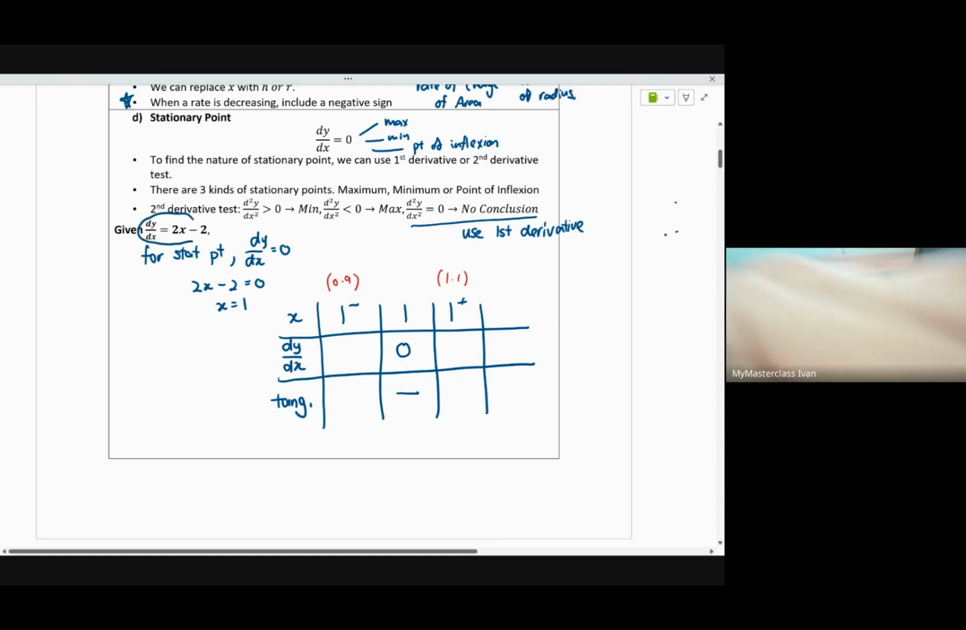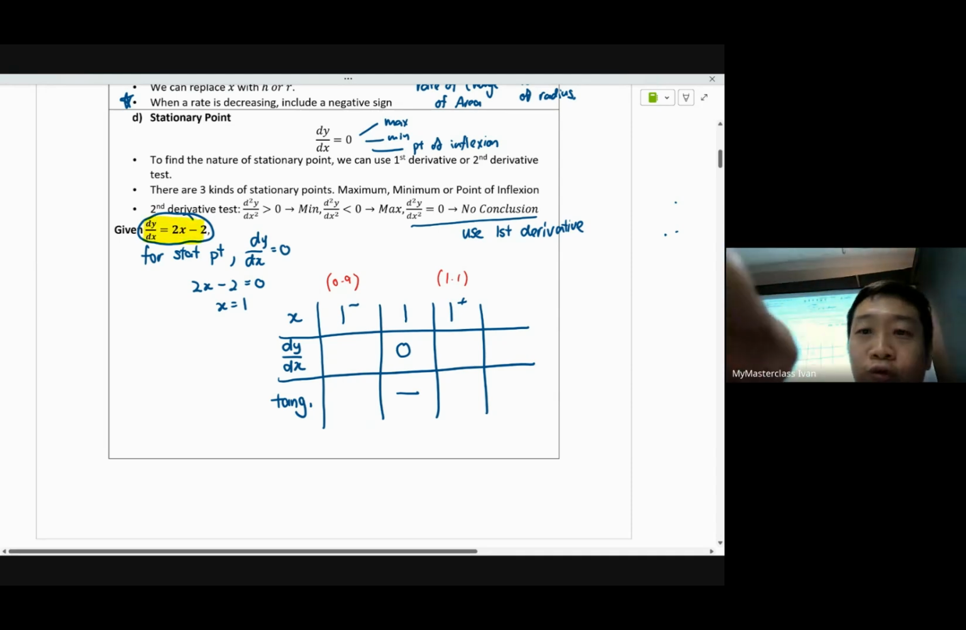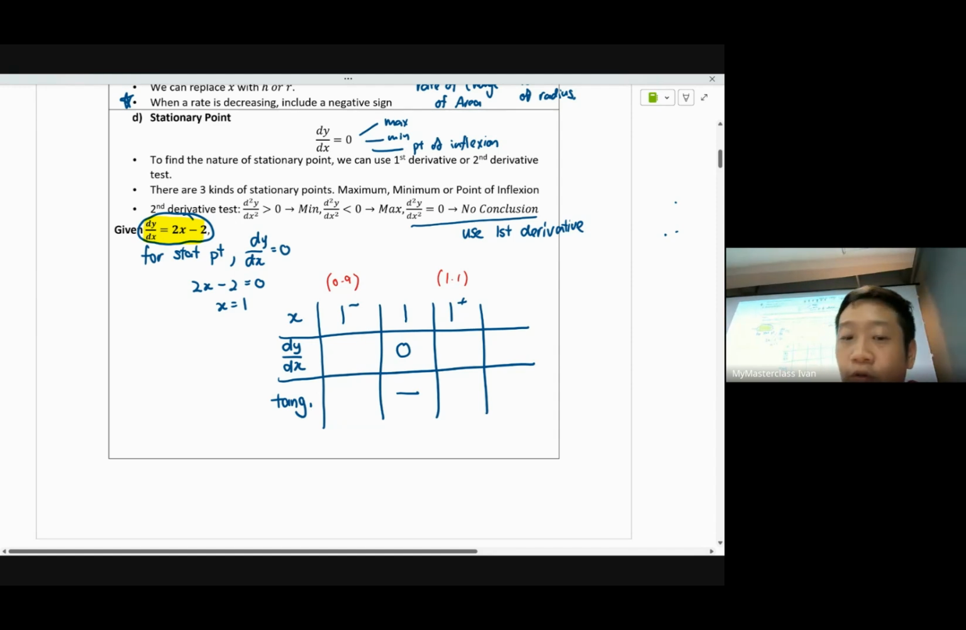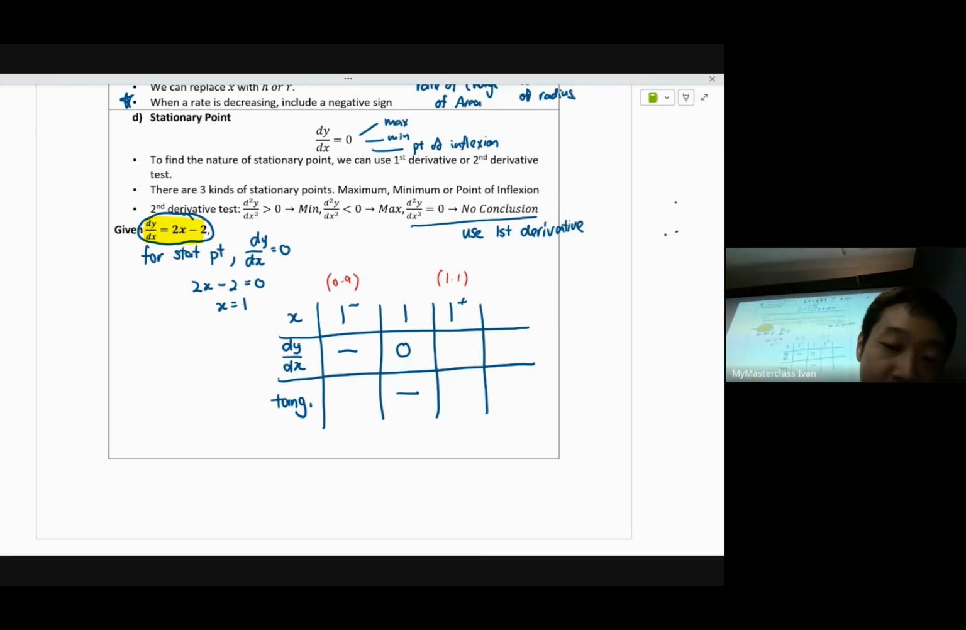So look here, this is your dy/dx. You substitute 0.9 into your dy/dx, so 2 times 0.9 minus 2. Do you get positive or negative? Negative. You don't even need to know the value, you can use logic. 2 times 0.9 is 1.8, minus 2, negative. The tangent is going downwards.